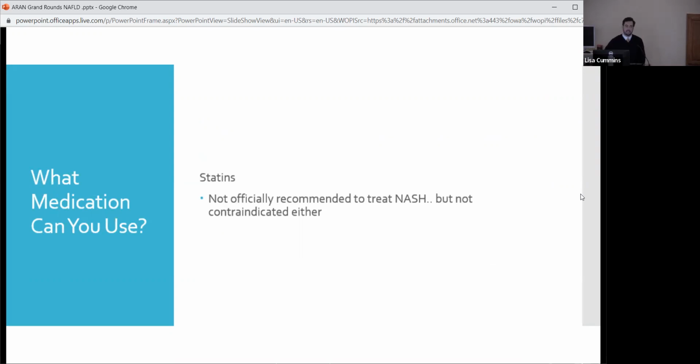Statins, I say go ahead and start statins. They're not actually used for fatty liver disease. They're not indicated for that, but they are good for your cardiovascular health prevention. So go ahead and use them.